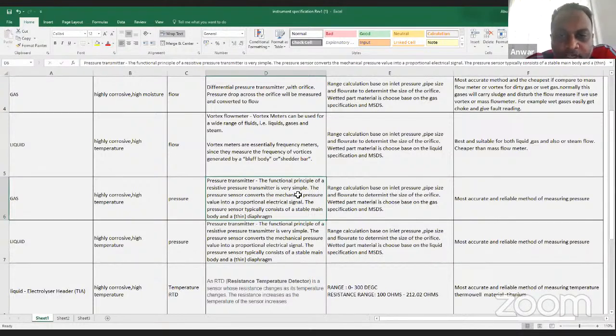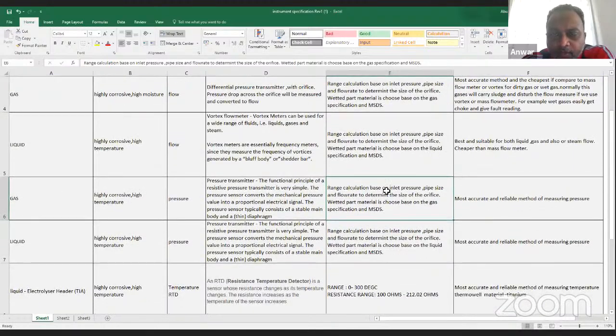Okay. So the functional principle of this resistive pressure sensor is very simple. We use a pressure sensor to convert the mechanical pressure value into a proportional electrical signal. Normally we convert to a 4 milliamp to 20 milliamp signal from the designated pressure range. The pressure sensor typically consists of a stable main body and a thin diaphragm material, which is directly mounted in line to the piping system of this gas stream.